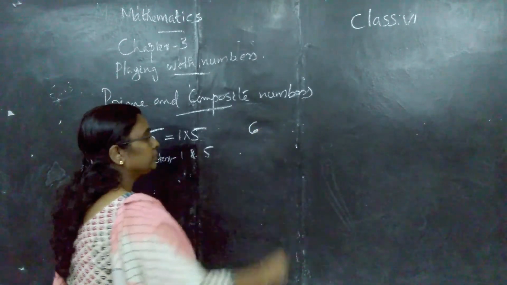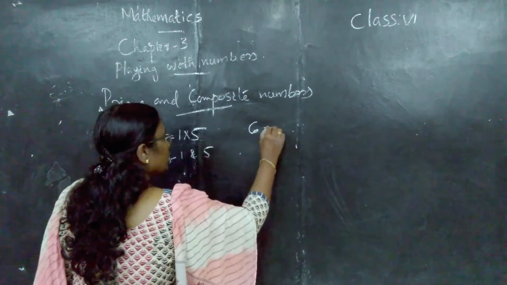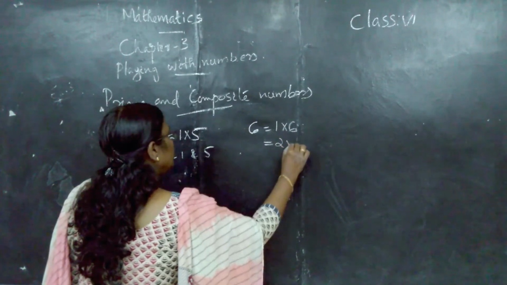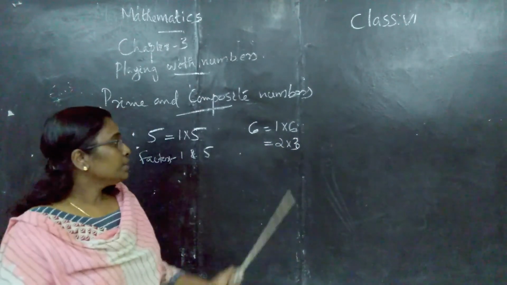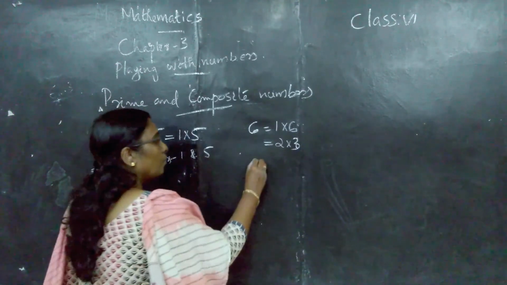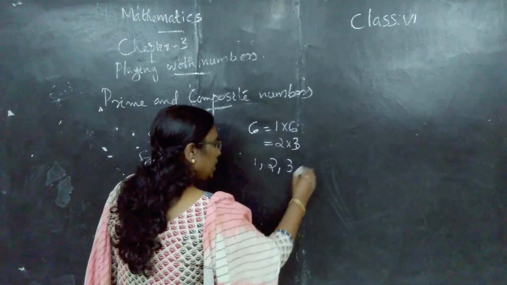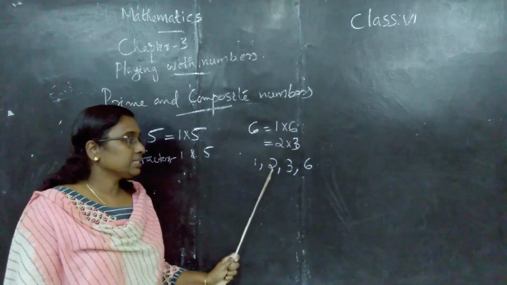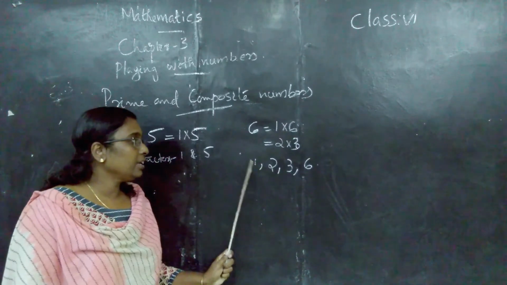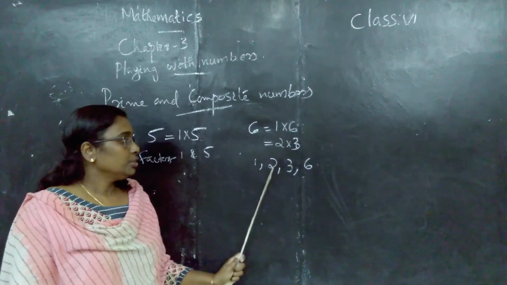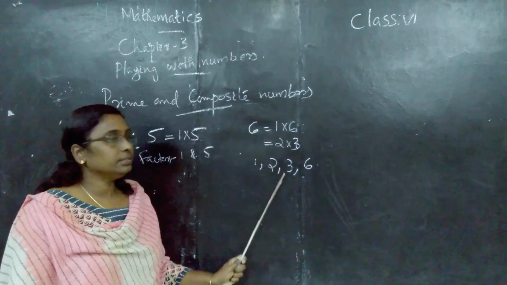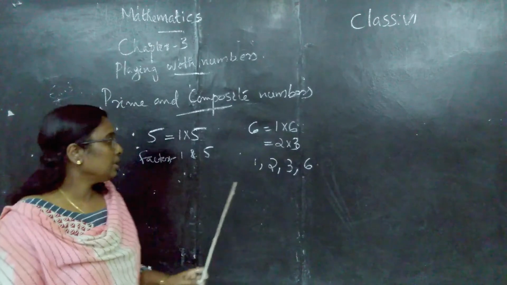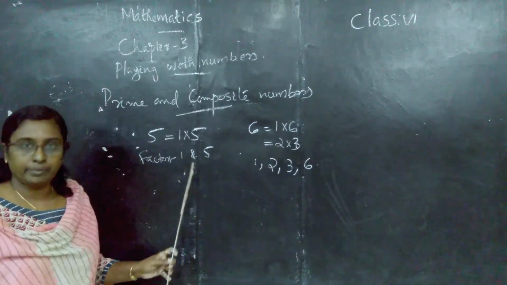Say 6. What are the factors of 6? 6 equals 1 into 6. It can also be written as 2 into 3. So, the factors of 6 are 1, 2, 3, 6. 6 has factors other than 1 and the number. 2 and 3 are also included in the factors. Okay, so this number is called a composite number. The other type of number is called a prime number.